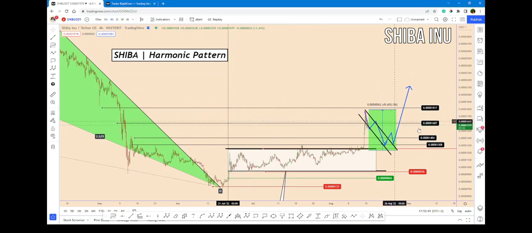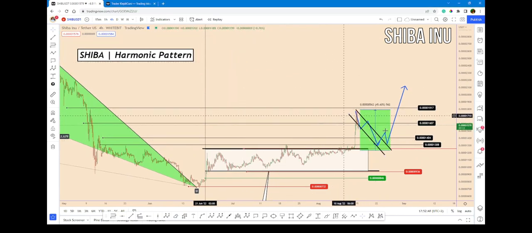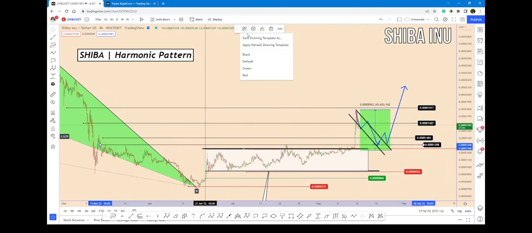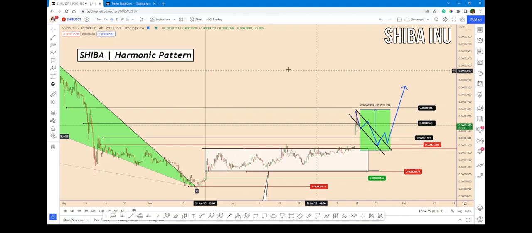So this is all for today. Just don't jump on Shiba, wait, and we are going to update this trade again, because this is getting very interesting from all perspectives, as we can see.